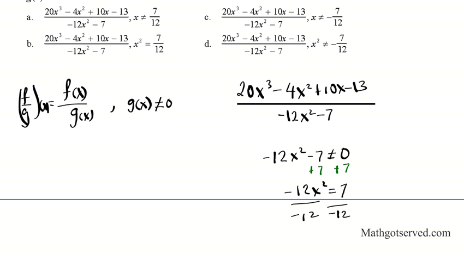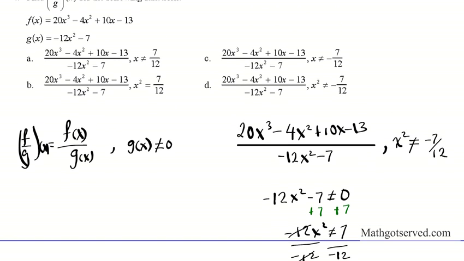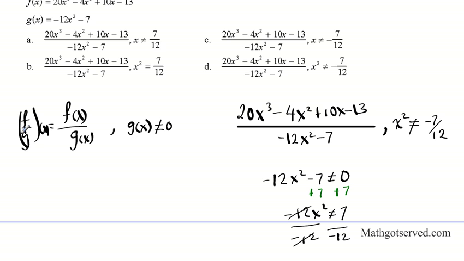And then our constraint would be that x squared cannot be negative 7 over 12, because these 12s divide out here and you're left with negative 7 over 12. So our correct answer, let's see, is option, what number is this? This is number 4. The correct answer is option letter D, because x squared. C looks very similar, but it's just x, but it's x squared that cannot be negative 7 over 12. So our answer is option D.